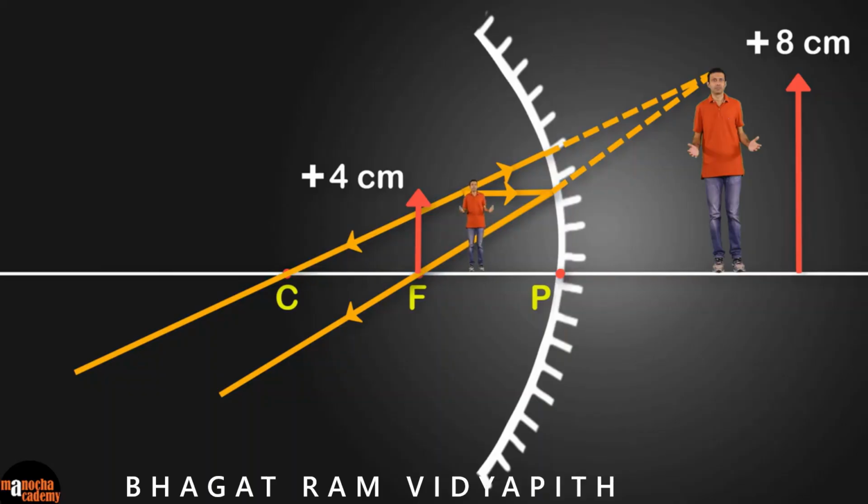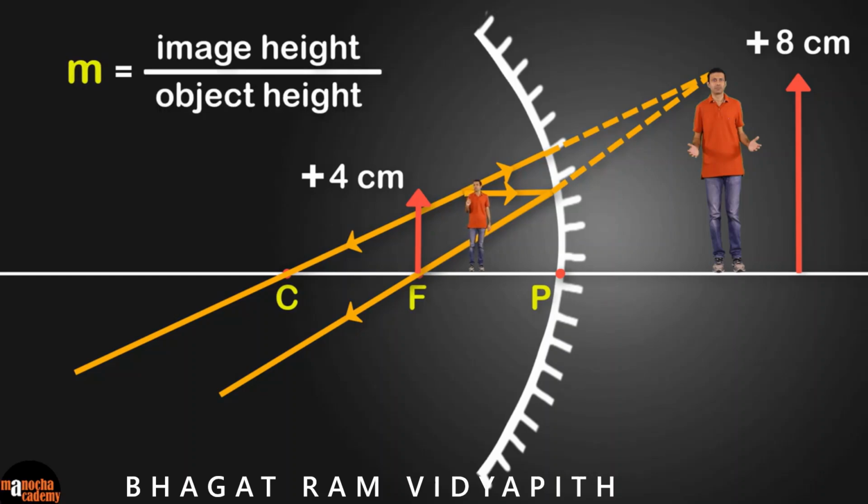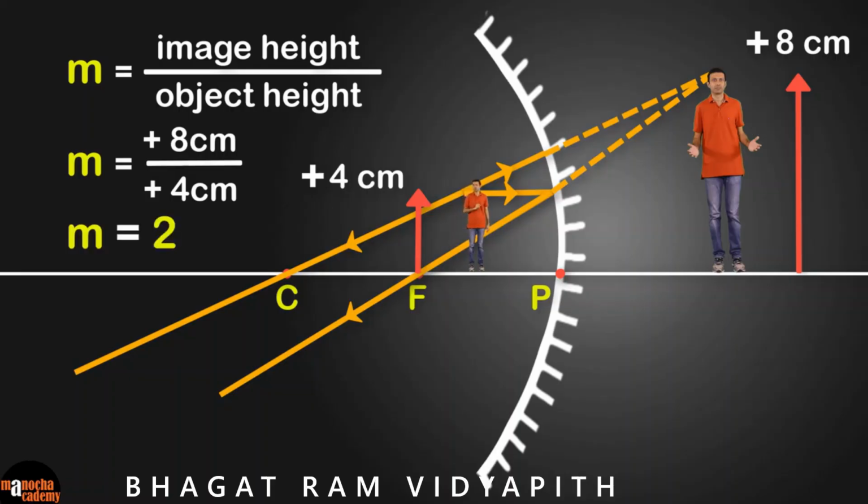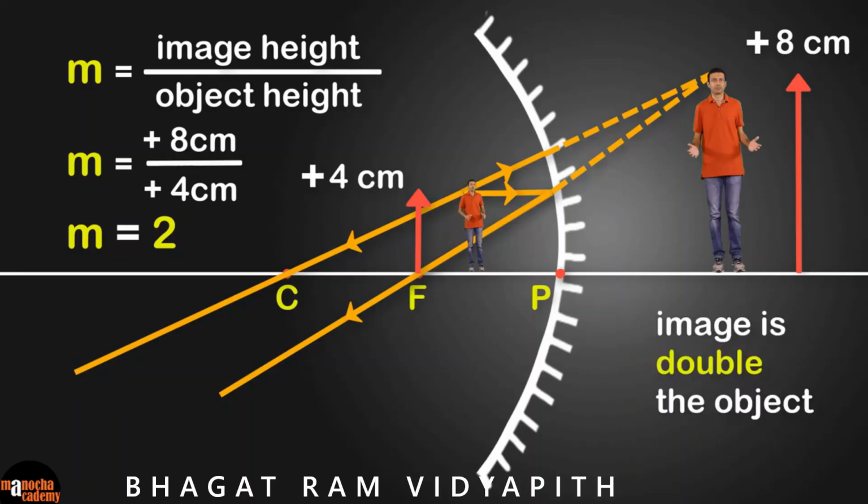Now what's the magnification here? Remember the formula? m equals image height by object height. So if you substitute the numbers, we get m as 2. And this makes sense because the image is 2 times the object height. The image is double of the object here.